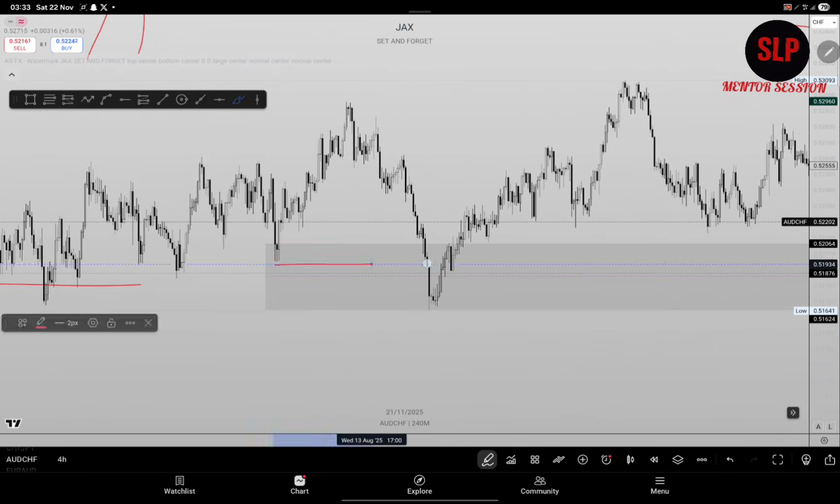What we have here, we have our sweep. Like I said, you don't use this to validate your QMR. Then what we have here, we have our break of structure after the sweep, very important.